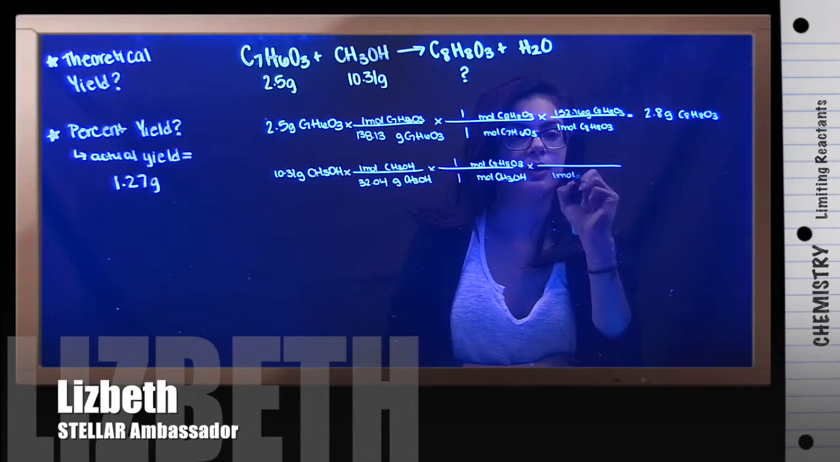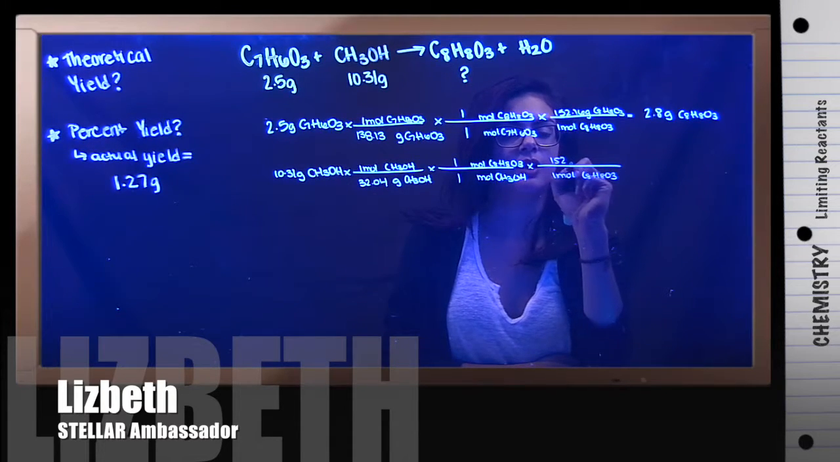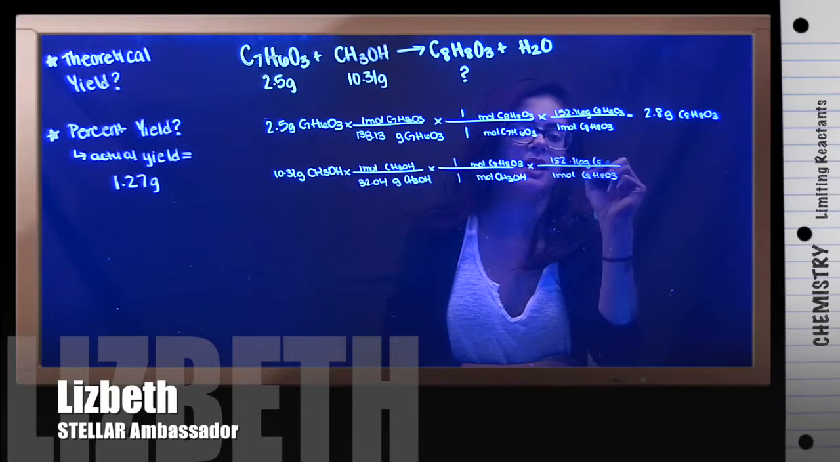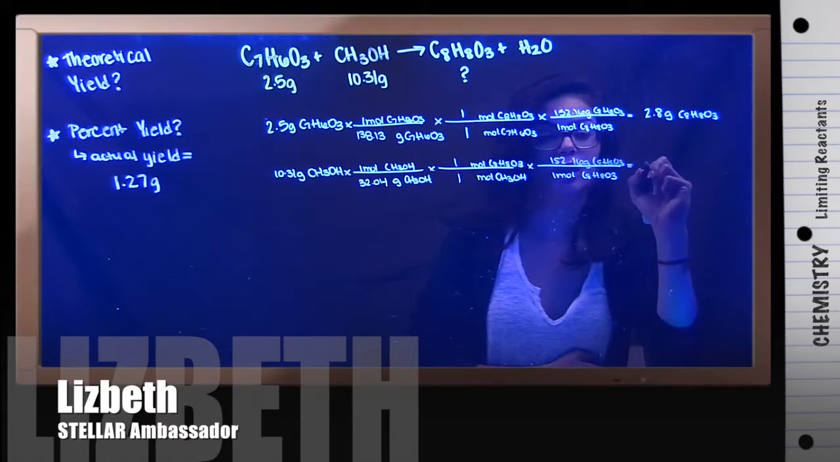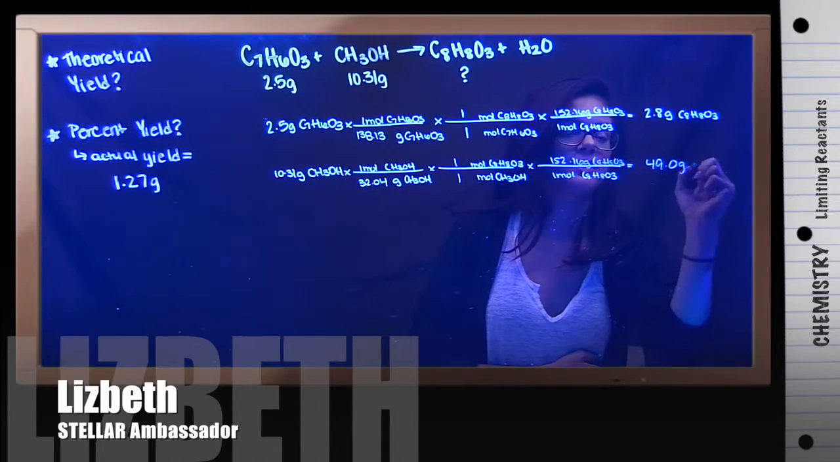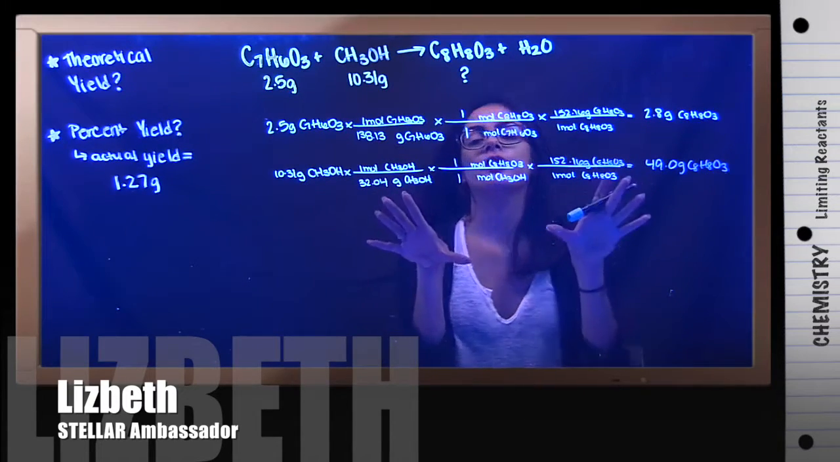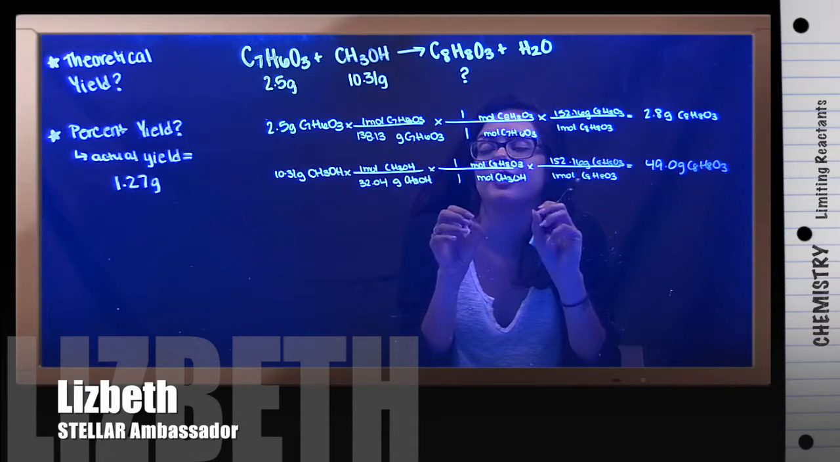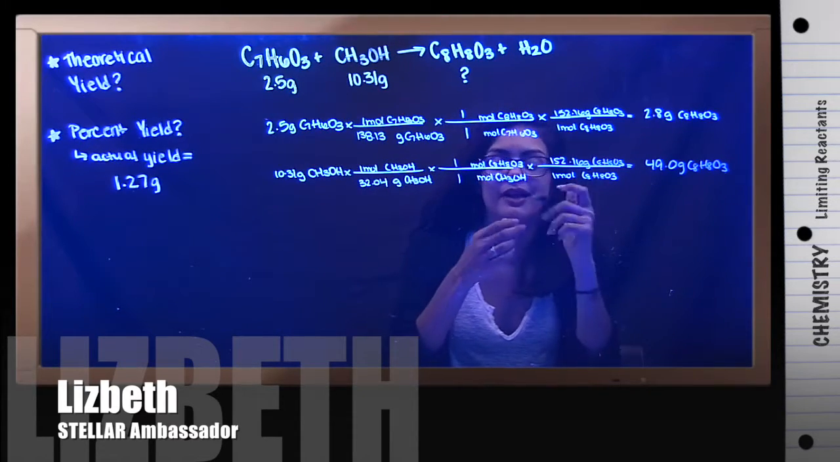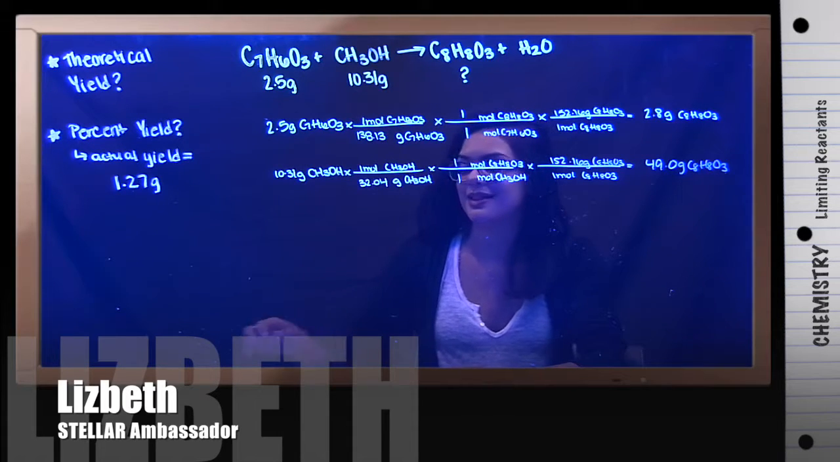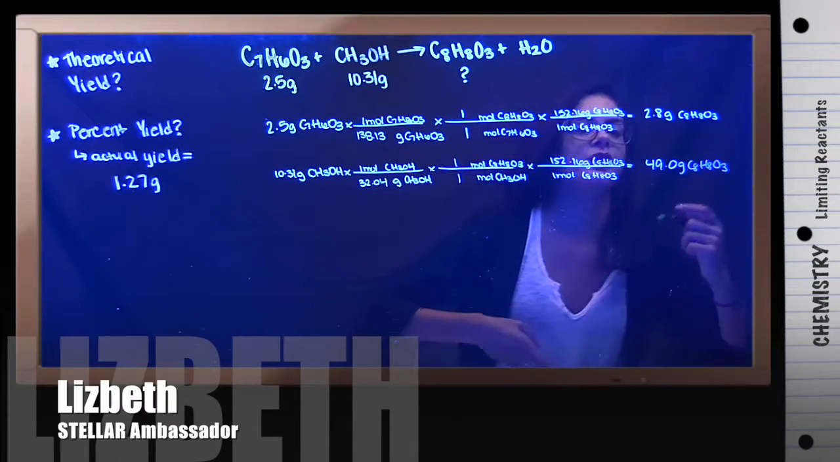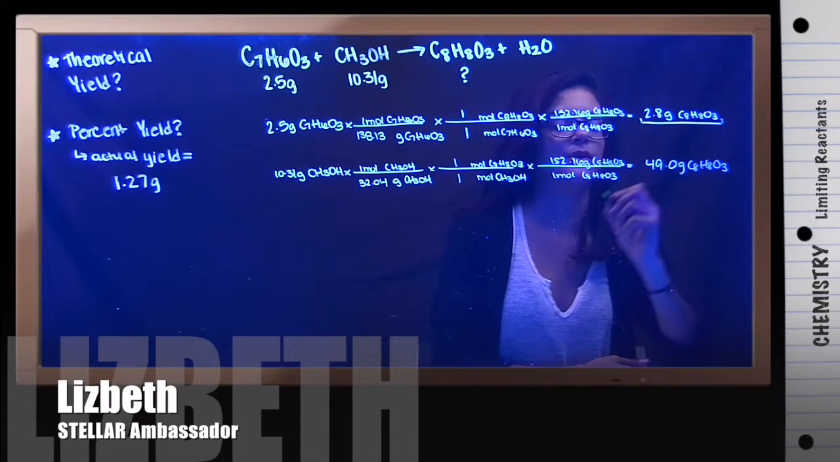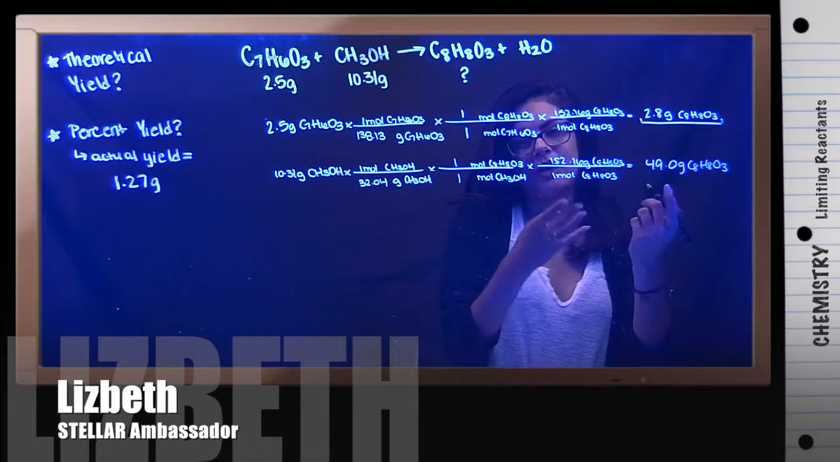So 1 mole of C8H8O3 has 152.16 grams of C8H8O3. And that value is going to be bigger. It's going to be 49.0 grams of C8H8O3. So now that we have both of our yields from each of our reactants, we're going to see which one gives us the smaller value. So the smaller value here, as you guys can tell, is going to be the 2.8 grams of C8H8O3. So this is what we call our theoretical yield.